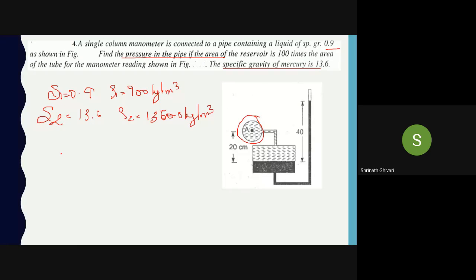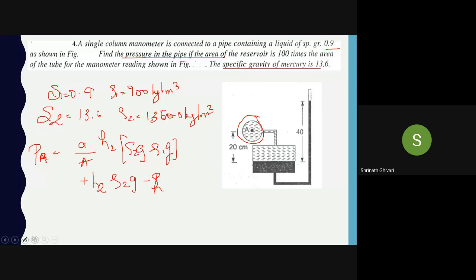Okay. Now what we have to find out, what is the formula to calculate the pressure in a single column manometer? Pressure at A is equal to capital A by small a, H2 rho 2 G minus rho 1 G, plus H2 rho 2 G minus H1 rho 1 G. Okay, so I have told you how we got this formula in the derivation.